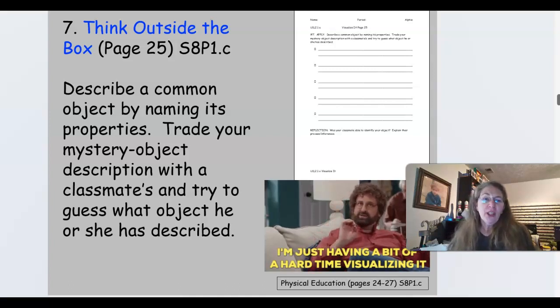After you write down the clues, trade your mystery object page with a classmate. Take theirs and see if you can figure out what their object is based on their clues. At the bottom of the paper, it has a place for you to reflect.